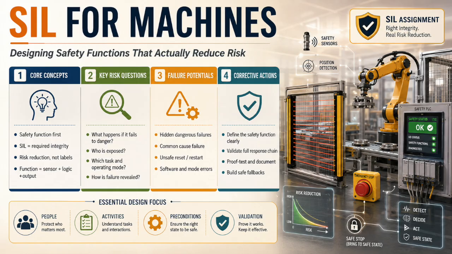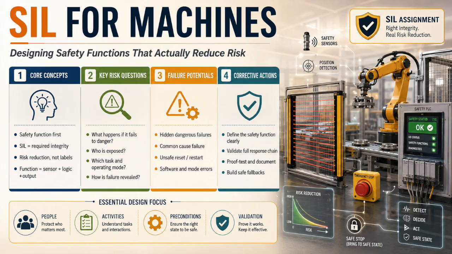But AI cannot own the safety decision. AI cannot validate a machine. AI cannot inspect the wiring. AI cannot measure stopping time. AI cannot sign off life cycle responsibility. AI is a powerful assistant. But functional safety still belongs to competent engineers.